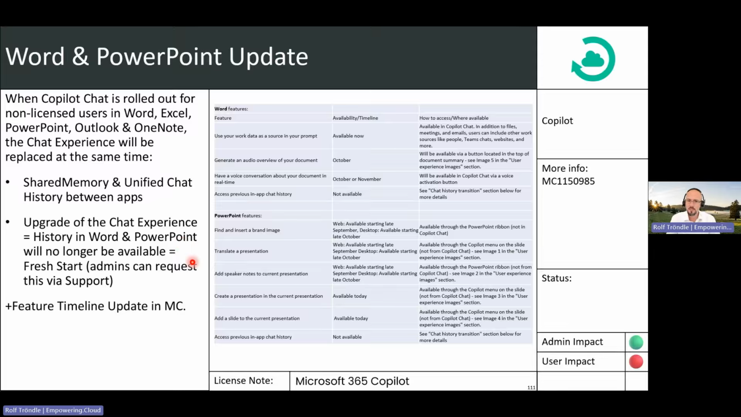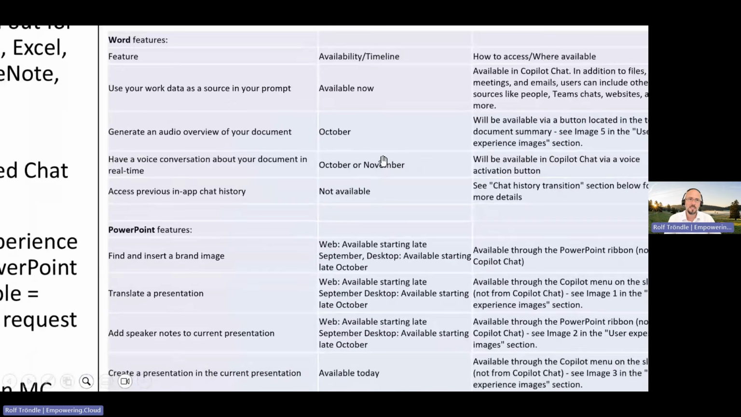And when the chat experience is upgraded, all your history in Word and PowerPoint will no longer be available. That's why it only applies to the Copilot licensed users, because only these users have the chat already available in these applications. This will be a fresh start, and if you need your chat histories in there, then admins can request this via Microsoft support.